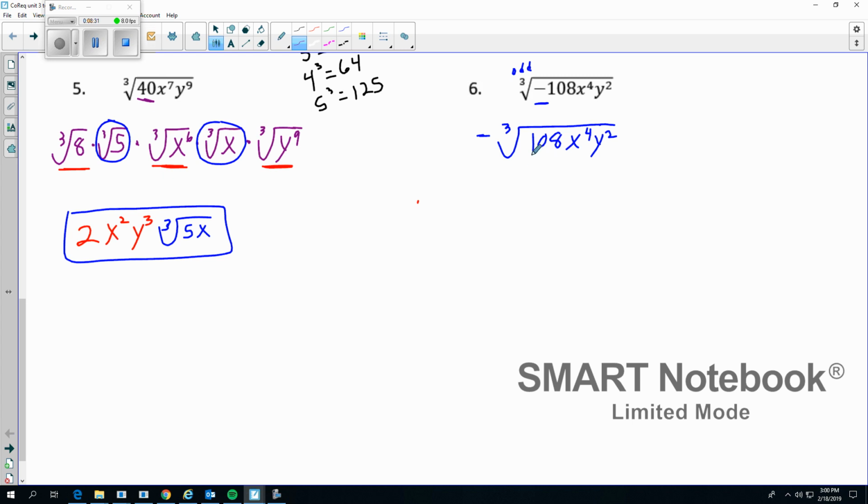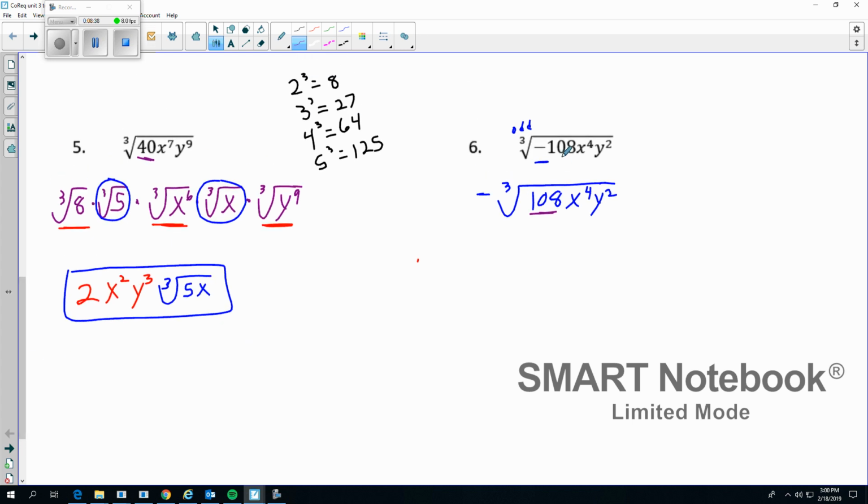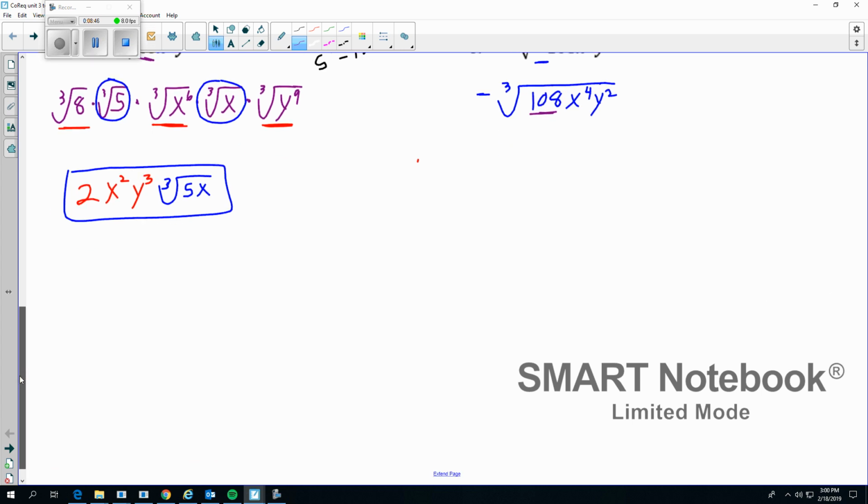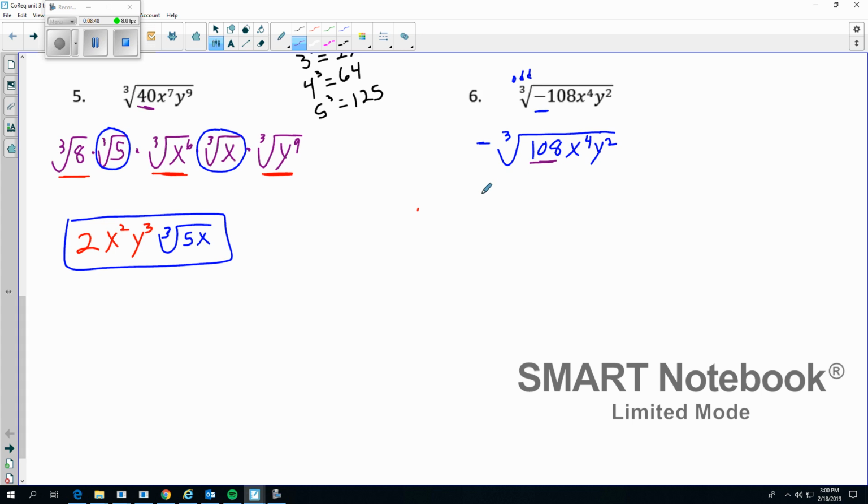Okay, so I got to break 108 up somehow. If I look at my perfect cubes, going back to look at these, I think 27 is going to be the key here. We're going to break that up into a 27. So we're going to have the negative still, then the cube root of 27 times the cube root of 4.